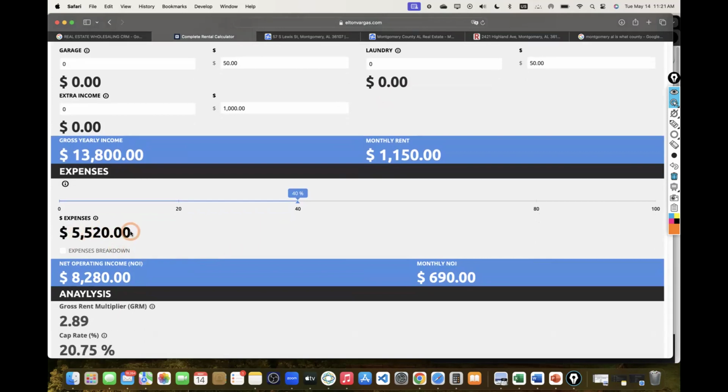So the way this goes is you have your income, then you have your expenses. You subtract those two, so 13,000 minus $5,000 is going to be a net income of $8,280, or $690 per month. That's again including everything.